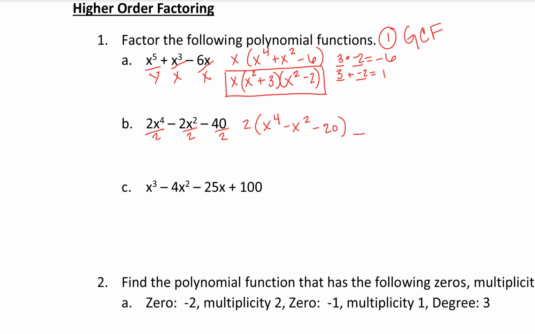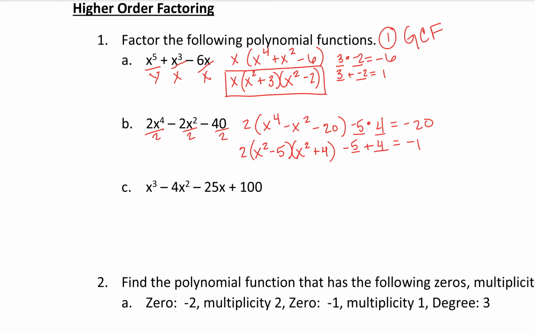Again, I work it like I would any other trinomial, and I say what times what gives me a -20, but adds to give me a -1. If I know my factors for 20, I know it has to be a 5 and a 4, and it has to be a -5, positive 4. And again, when I go to put it back into my factors, it's going to be an x squared minus 5 and x squared plus 4.